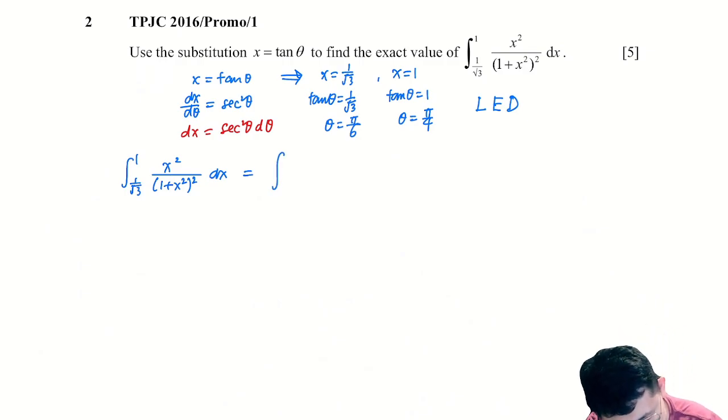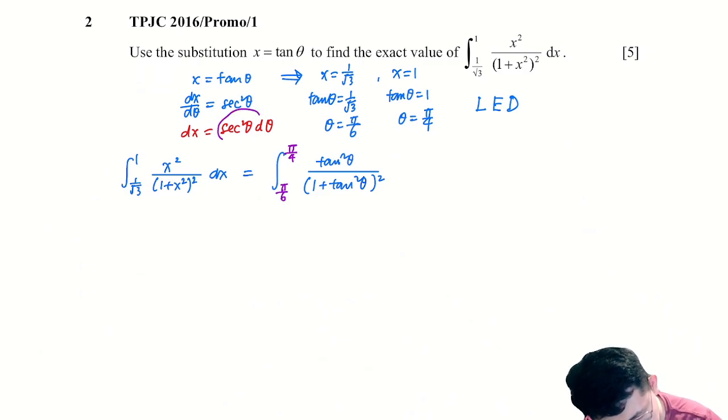So the square root of 1 over root 3, I will replace with pi over 6. Everything must be substituted, so pi over 6, in one shot preferably. Next one over here, when x is 1, theta is pi over 4. Okay, x squared on top would be tangent square theta. At the bottom would be 1 plus tangent square theta, squared. And then the whole dx I can replace with whatever this is. So this would be secant square theta d theta.